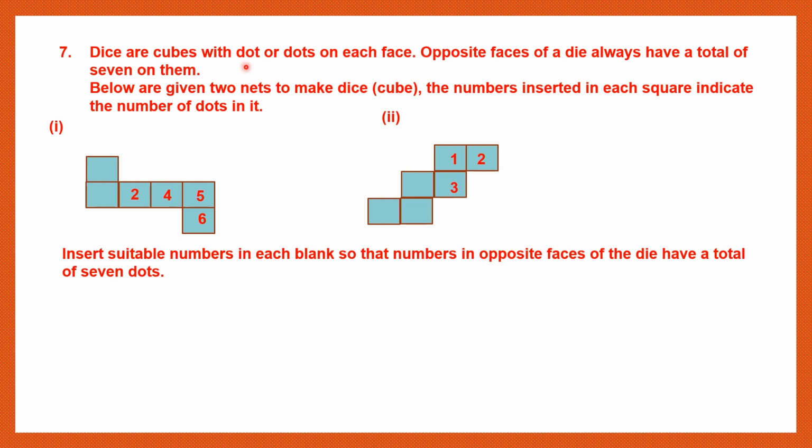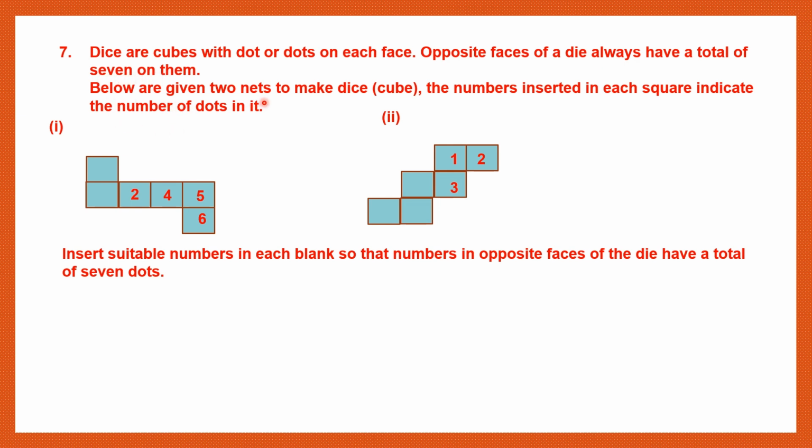Dice are cubes with dots on each face. Opposite faces of a die always have a total of 7 on them. Now this is a very important point. The opposite faces of a die always have a total of 7. That is, when you add up the opposite faces, it should give you 7.